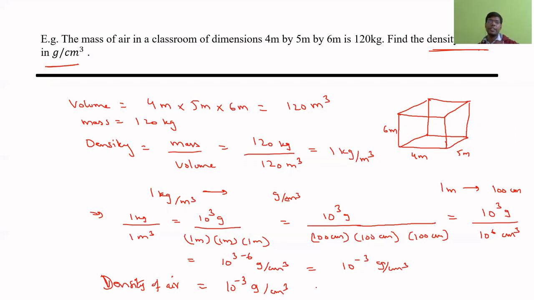So this is the density we have found out. Again, same thing: first of all, we have found the density of air in kilogram per meter cube, and then we have converted that into gram per centimeter cube by converting the kilogram into gram, and then converting the meter into centimeter. So that's how we got the density in gram per centimeter cube.